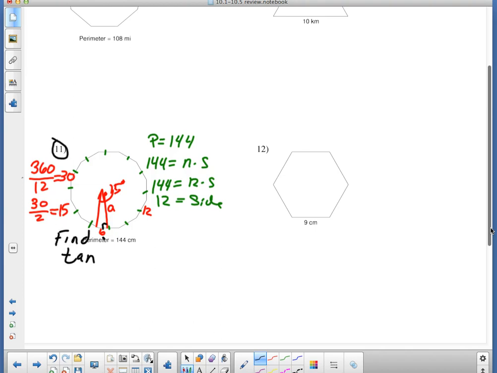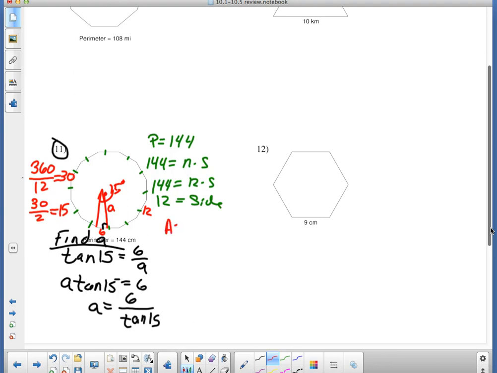So I'm finding A. So tangent of 15, because I want 360 divided by 12 is 30, that's the central angle, okay? And then I was able to take that and go after the fact that half of 30 is 15. Tangent of 15 is equal to opposite over adjacent. So I have A tan of 15, which equals 6. And then I go A is equal to 6 divided by tan of 15. Okay, so that's my A. I've got A, I've got S. Well, I've got A and I got P. That's all I need.